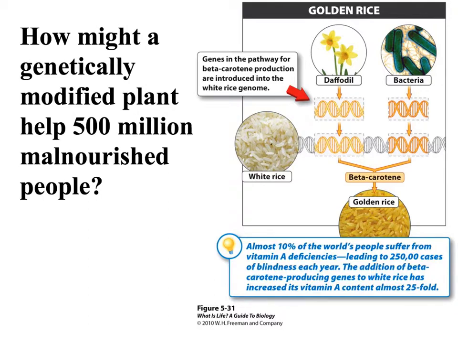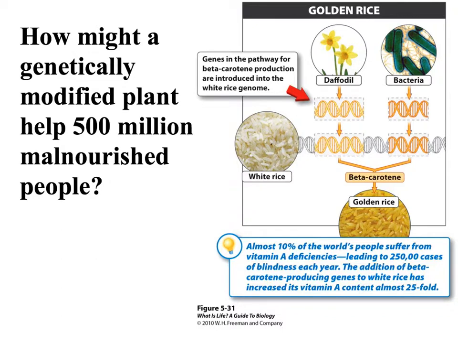Beta-carotene is a compound that turns plants and other things yellow. This nutrient can be transformed in our bodies into vitamin A. Researchers have been able to add the gene for beta-carotene into white rice, which has increased its vitamin A content almost 25-fold. The donor organisms for this gene were daffodils and bacteria. Because of the beta-carotene, this new rice has a golden or yellowish color to it.